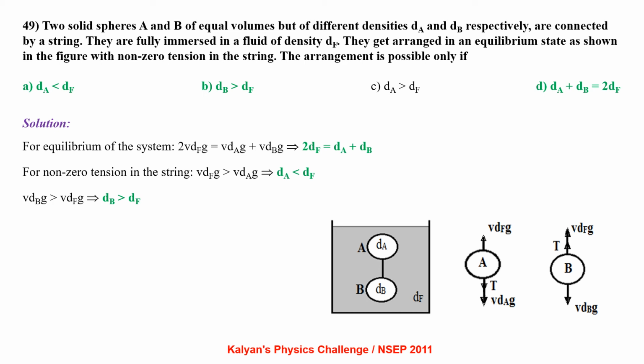Here d represents density. For non-zero tension in the string, V d_F g should be greater than V dA g. That implies dA is less than dF. Similarly, V dB g should be greater than V dF g. That implies dB is greater than dF.